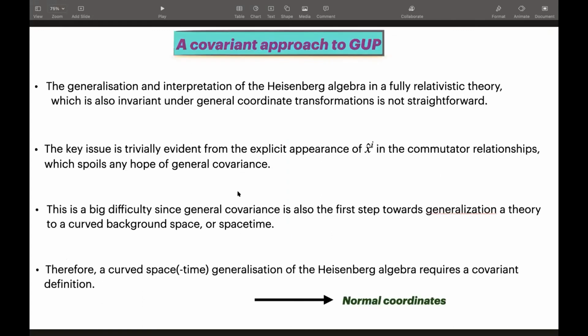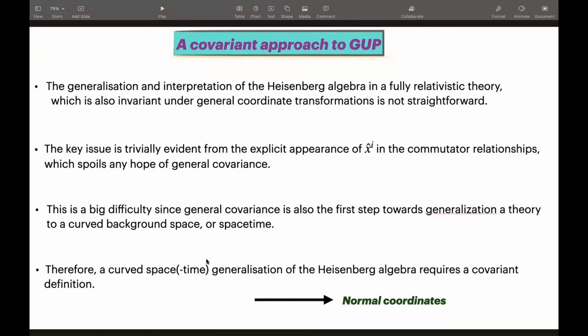So why do we need the covariant approach and what is it? The generalization and interpretation of the Heisenberg algebra in a relativistic theory, which is also invariant under general coordinate transformation, is not straightforward. The key issue is evident from the explicit appearance of x^i in the commutator relation, which spoils general covariance, because we know that x^i is not a vector in general space-time. x^i is just a label on a coordinate chart. So this is problematic, and it spoils the covariance.